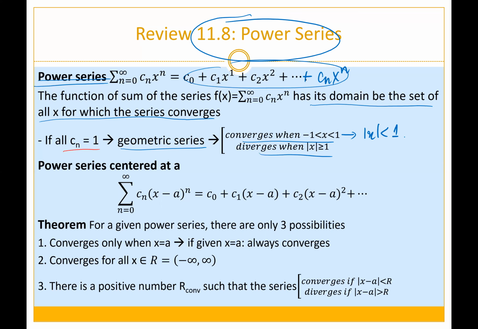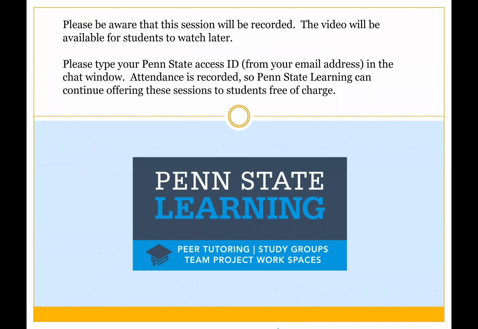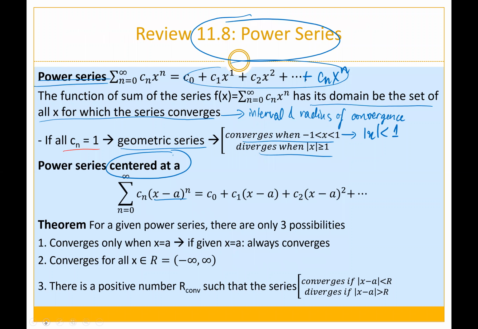Then we have the concept of a power series centered at a. Here we also have the interval and radius of convergence. Instead of just x to the n, now we have (x minus a) to the n. This a we now call the center of the power series.